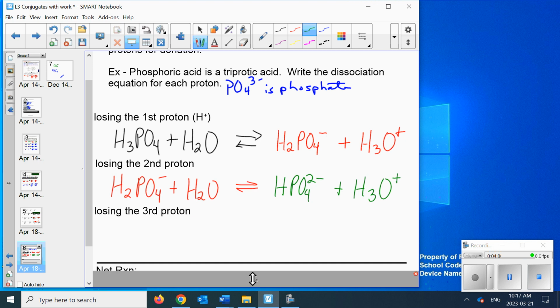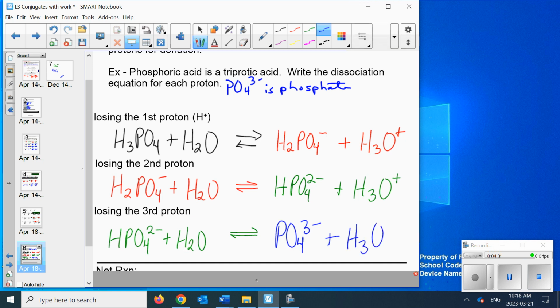And to lose the third proton, start with the HPO4 2 minus, in water still. Now it's down to PO4 3 minus. No more to lose. Okay, so it actually happens in 3 stages. It never happens at once. But I'm going to show you the net reaction.